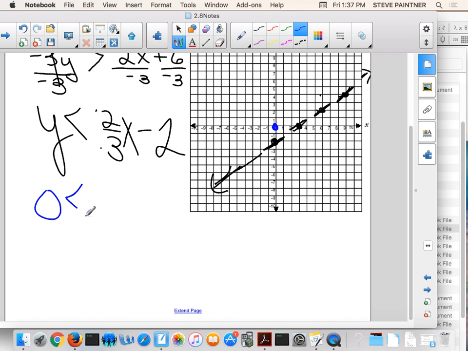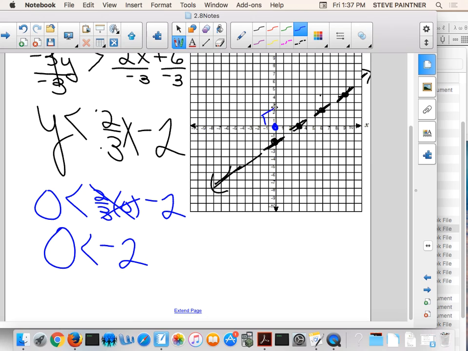0 for this one, and 0 for this one would give me 0 is less than negative 2. Is 0 less than negative 2? No, it's actually greater. This is false. Well, where are all the points that make it true then? Below. Okay. Good?